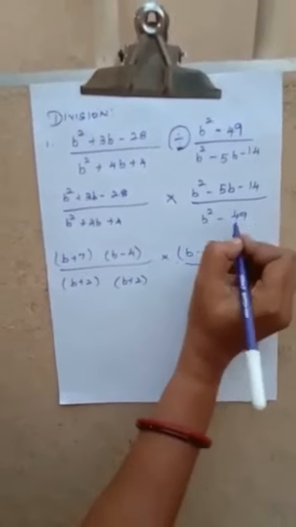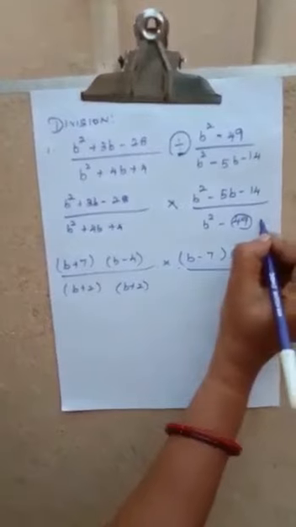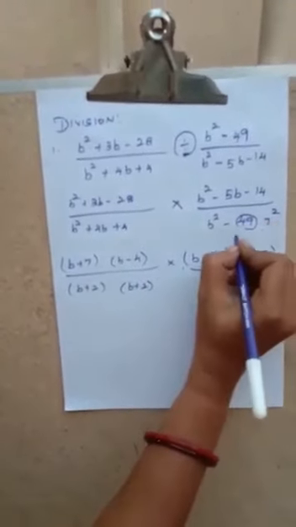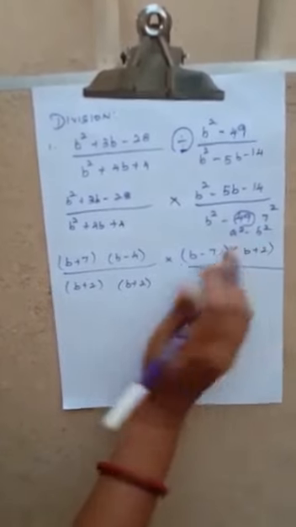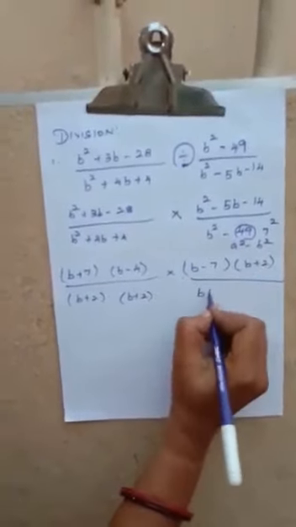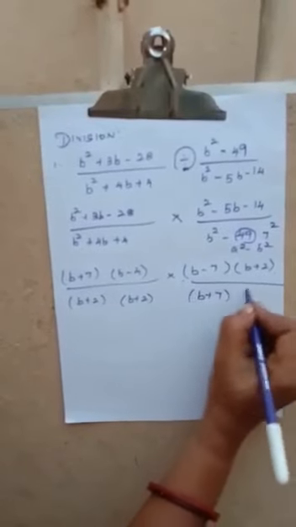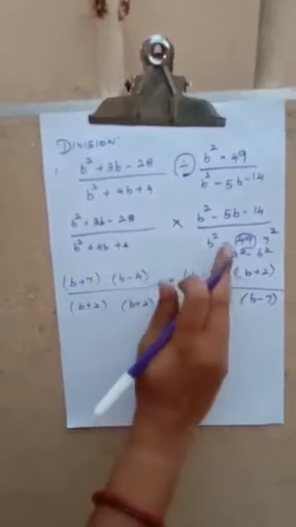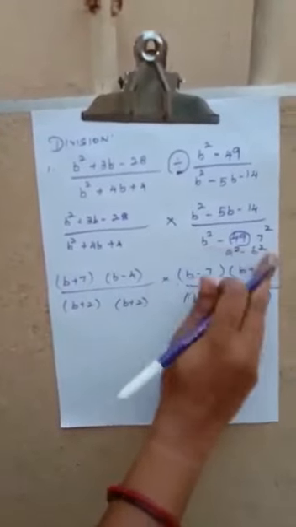Divided by, now this 49 should become 7 square. So b square minus 7 square. It is nothing but the formula a square minus b square. We know a square minus b square is a plus b, a minus b. So this will be b plus 7 and b minus 7. All these 3 terms should be factorized, and this one we are factorizing using the identity.